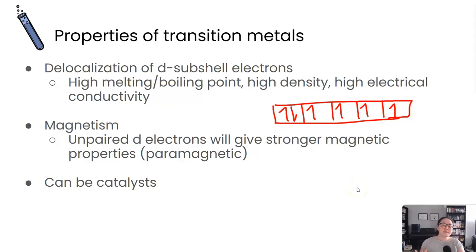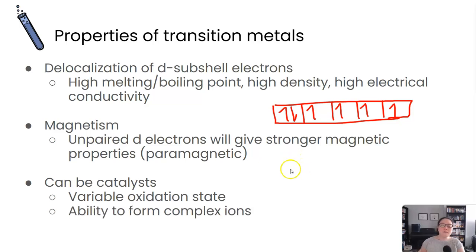Now, transition metals can also be used as catalysts. If you remember back with those standard hydrogen electrodes, you had an inert electrode of platinum or palladium that is the site for that half reaction to happen. Now, this is possible because of the fact that you can have variable oxidation states with these metals, and also because of the ability to form complex ions with other substances that are in your solutions, which we will talk about in a different lesson.